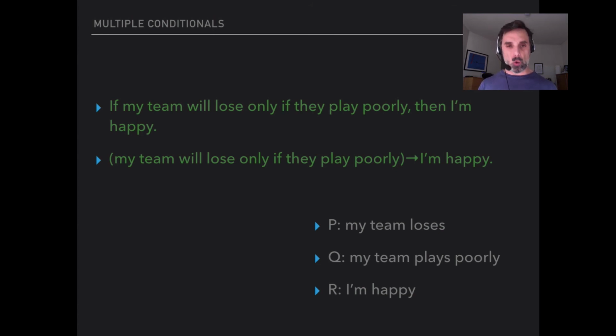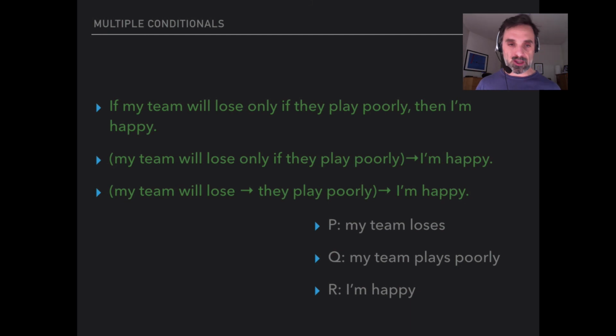My team will lose only if they play poorly. Well, that's an only if in there, and only if attaches to the consequent. So the consequent inside the first part of the sentence is going to be they play poorly. So we have my team will lose, arrow, they play poorly, inside of parentheses, making it the antecedent, and then we have arrow, I'm happy. And now we're down to atomic English sentences, and we turn those into sentence letters. So we have the conditional P, arrow, Q, inside of parentheses, and then arrow, R. And in this case, the antecedent is a complex conditional, and the consequent is just R.